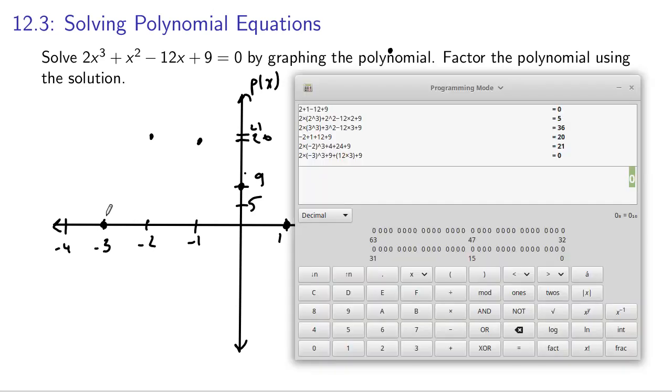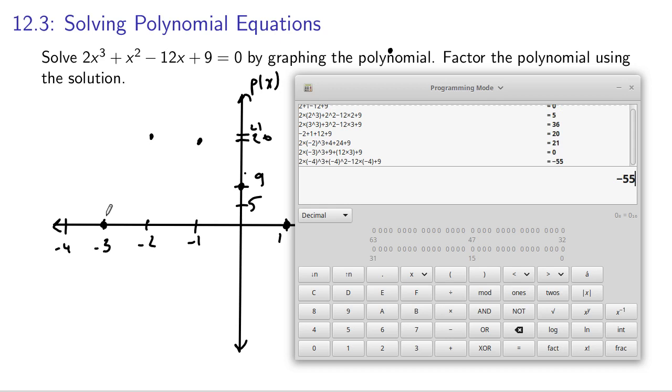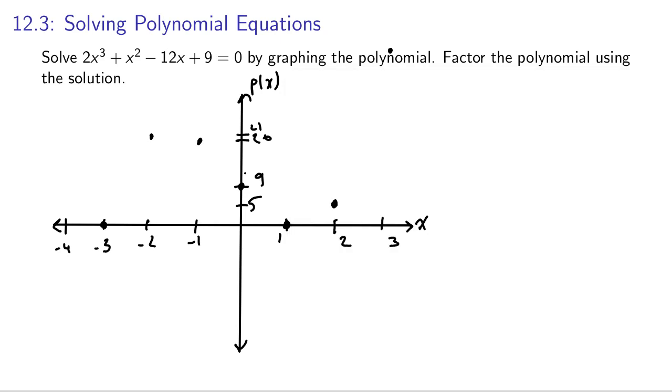And let's see what happens when we put in negative 4. Negative 4 cubed is pretty big, but I mean negative, so really small. Plus negative 4 squared will be positive 16, minus 12 times negative 4, plus 9. Negative 55, which is way, way, way down here. So we'll just go ahead and draw a tail that shows that the graph goes really fast down because we don't even know where negative 55 would be on our graph here.